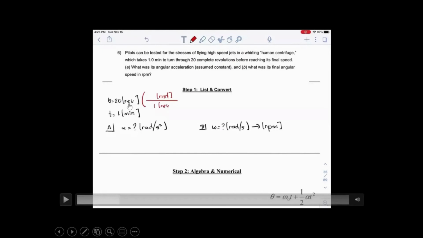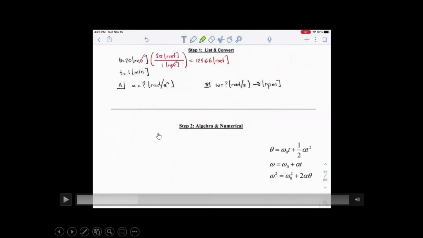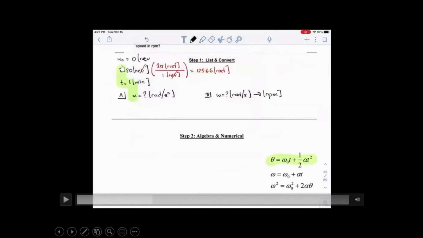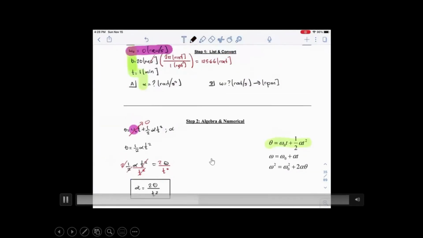So revolutions need to be expressed in terms of radians. 2 pi radians. So we get the answer in terms of radians. Guys, don't forget that when you use pi, it's going to be 3.14 in your calculations. Given all these symbols, including the top one, it makes sense to use the first equation. From that, we can isolate alpha. The initial velocity is 0, so that drops out. So this is going to give us the angular acceleration.